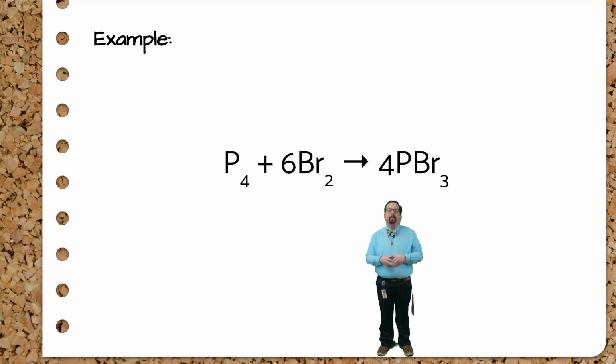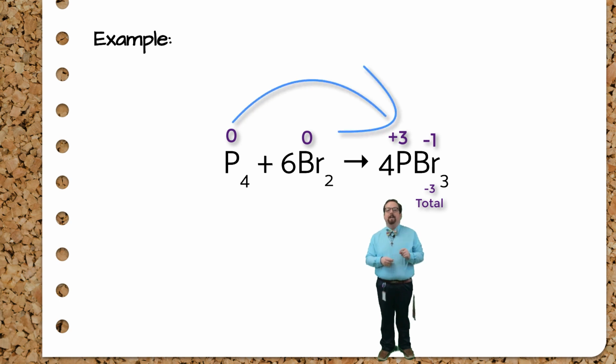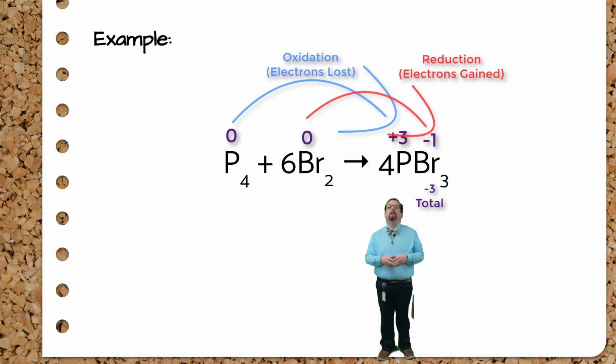Here's another quick example. P4 is in its elemental state, as is Br2. So both of those get assigned oxidation states of 0. Shortcut rules say that halogens are usually -1, so I'm going to call the bromines in phosphorus tribromide -1, which gives us a total of -3 right now. And that means the phosphorus has to be +3 to cancel that out. So phosphorus went from 0 to +3. This means it lost electrons and was oxidized. Bromine went from 0 to -1, so it gained electrons and was reduced.